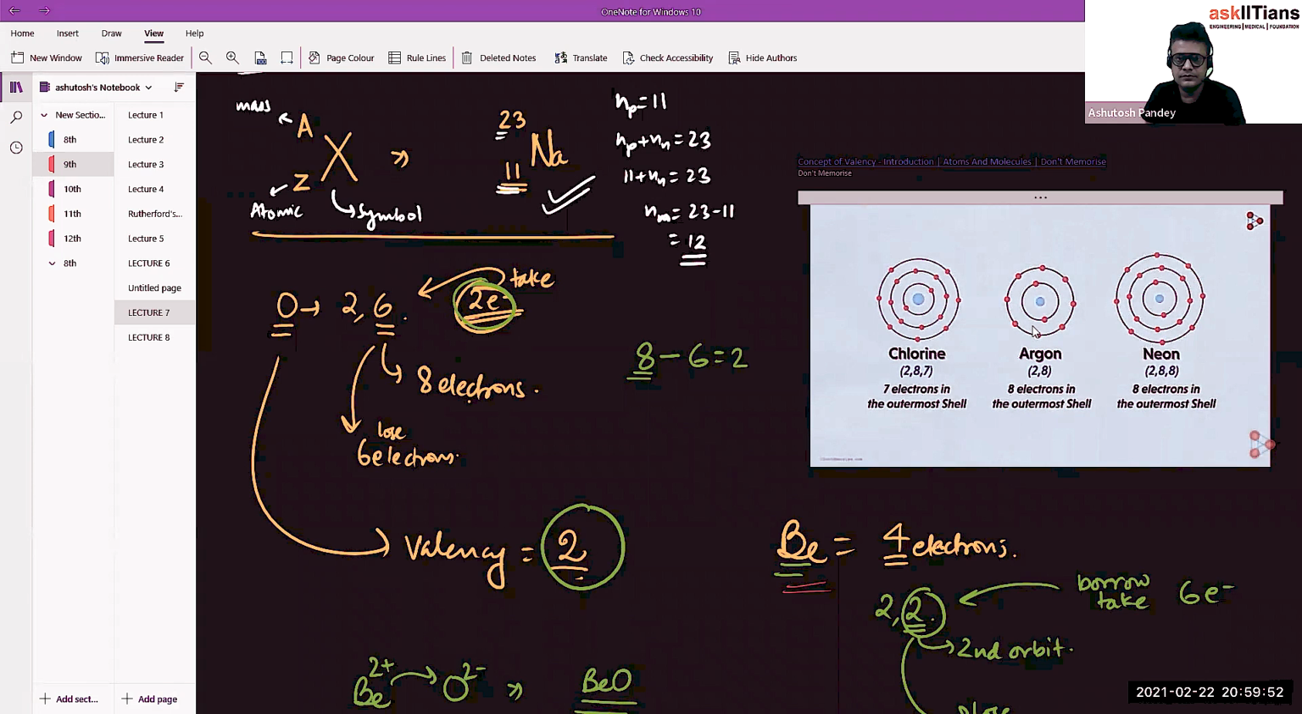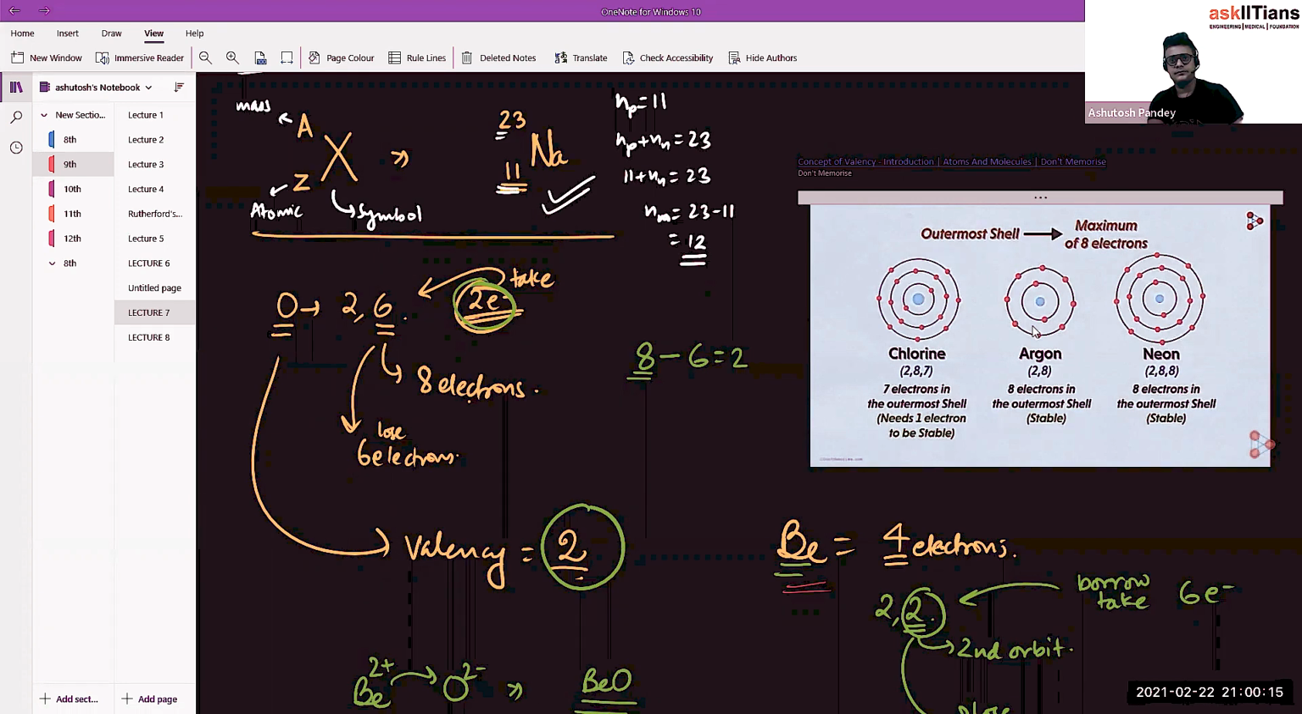And why is this so? That's correct. It's because the outermost orbital of any atom can accommodate a maximum of 8 electrons in it. That is the reason why all the atoms of various elements are in a constant struggle of attaining 8 electrons in their last shell. That is, achieving the octet state. However, it's not possible for all to have 8 electrons in the outermost shell.